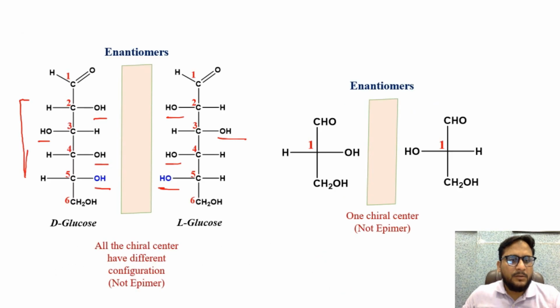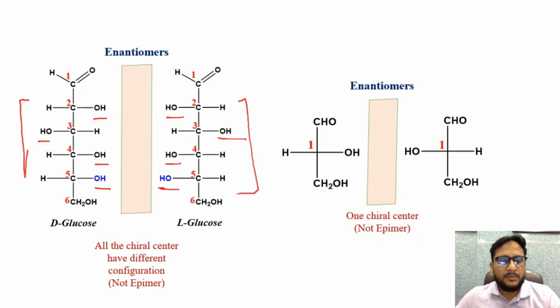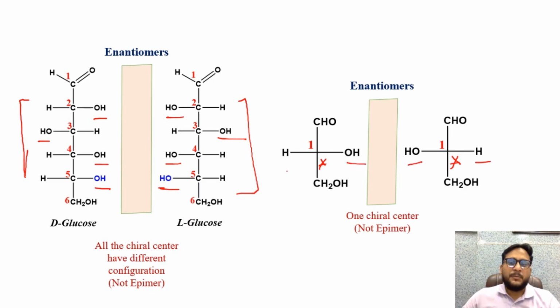In these two molecules, the configuration is different at all 4 chiral carbon atoms, and therefore they are enantiomers. But since they have different configuration at more than one carbon atom, they are not epimers because they are not following the condition for epimers. Let us see the other example. In this example, there is only one chiral center, and as I said, for molecules to show epimeric or anomeric property, they must have more than one chiral carbon atom, so they are also not epimers.